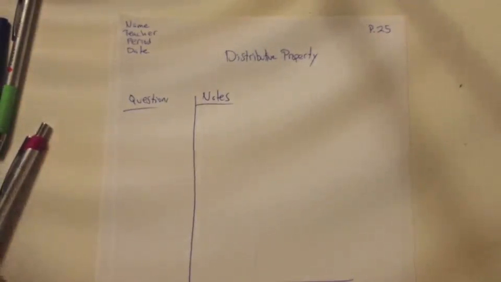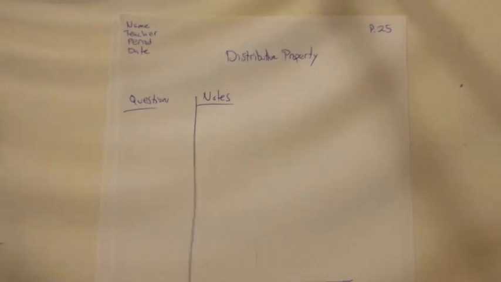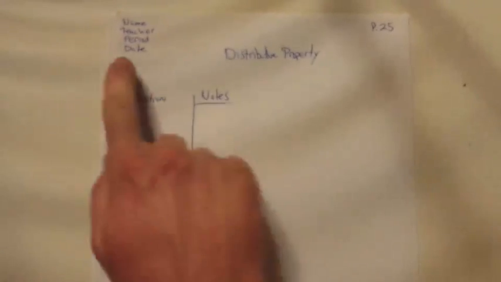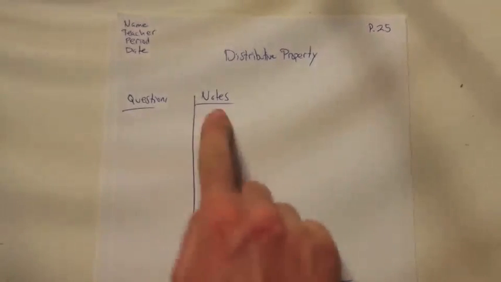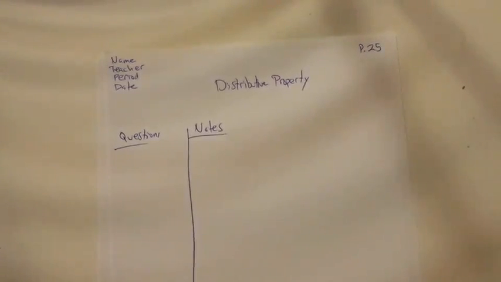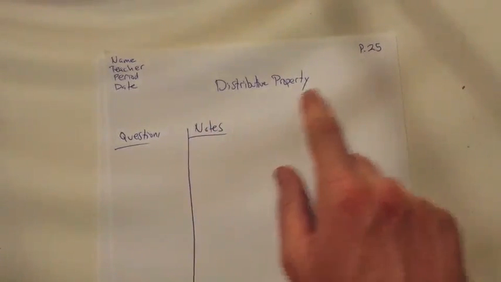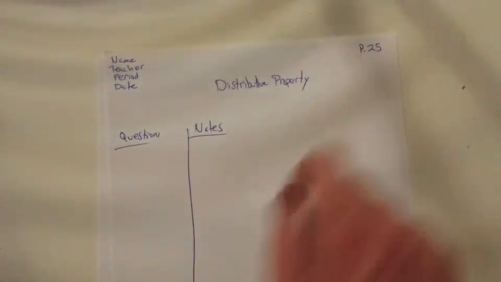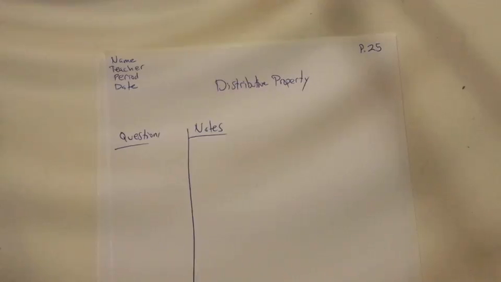Alright, so here's the video for today. Go ahead and make sure you've got your Cornell notes. You know the regular old heading, questions, notes, and then down here you're going to have your summary. This is going to be titled Distributive Property. There it's clear, Distributive Property. And it's going to be page 25 and the back will be page 26.